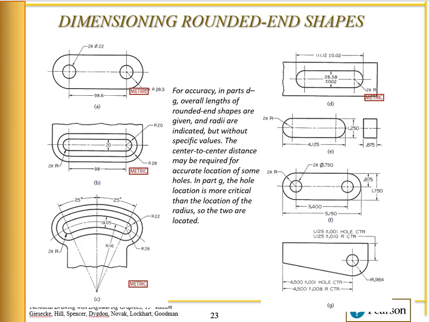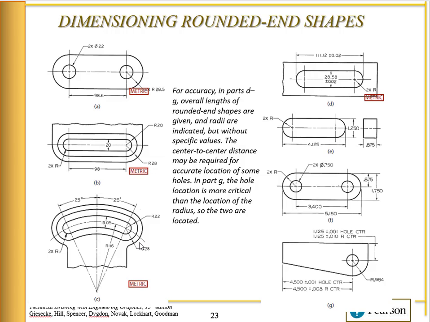So, dimensioning rounded end shapes. What we're looking at here is kind of like a link with two holes in it. So how to dimension it? All we really need is this dimension here, which comes from the center of the two holes, and then we have the radius dimension. Because we have the radius dimension, it tells us what the overall width of the part is.